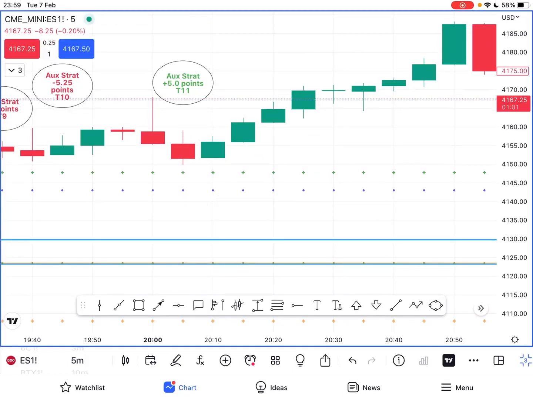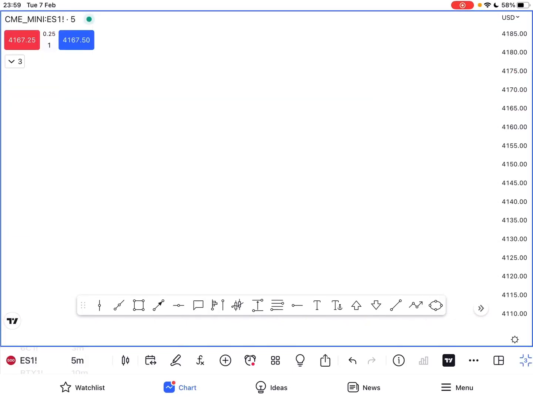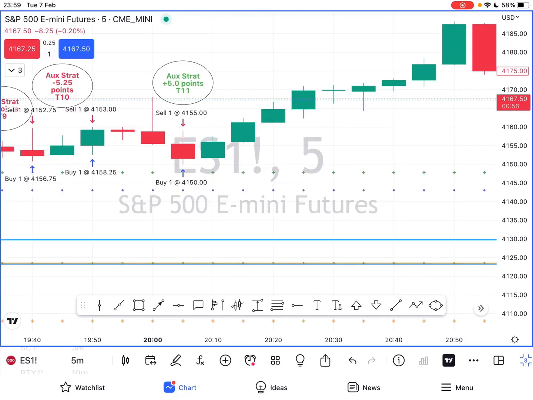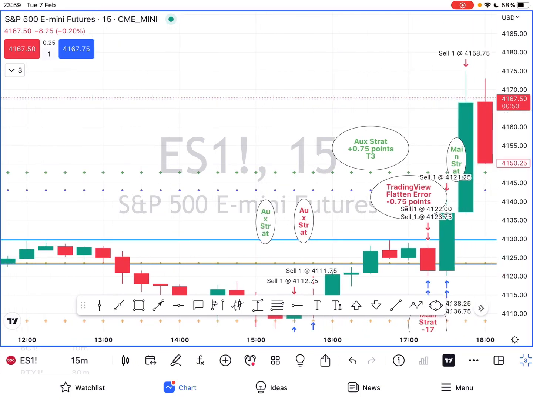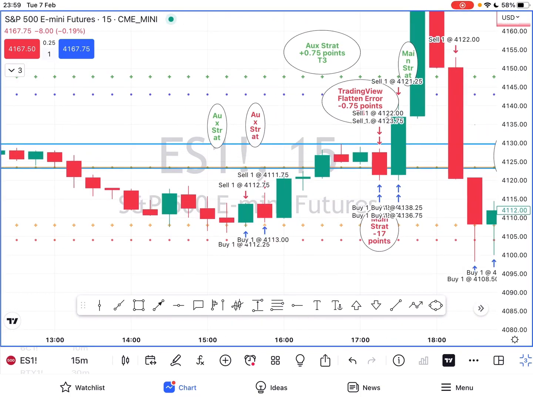So this is the market summary for Tuesday, the 7th of February. We took quite a few trades today. I think in total it's around 11 trades. We used the auxiliary strategy and the main strategy here on ES.